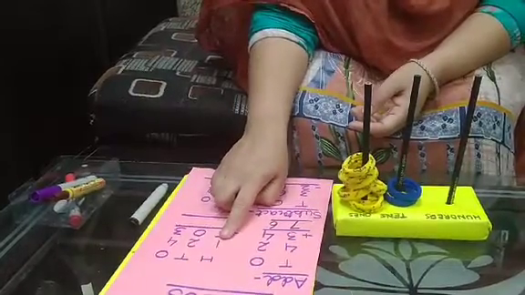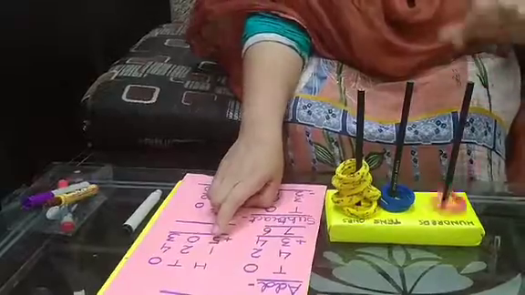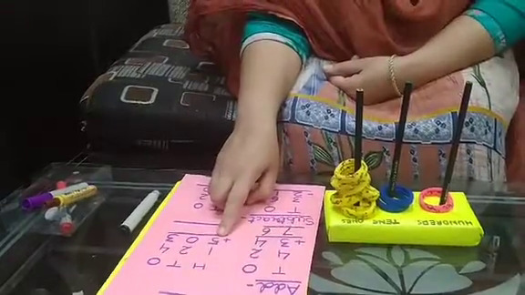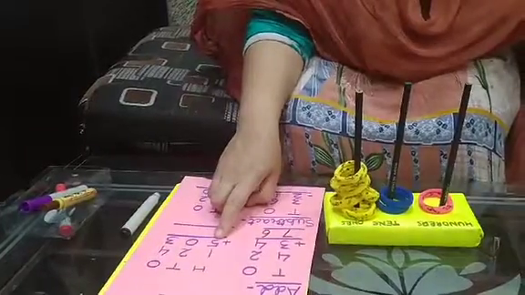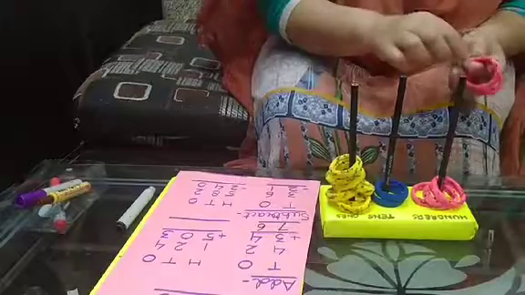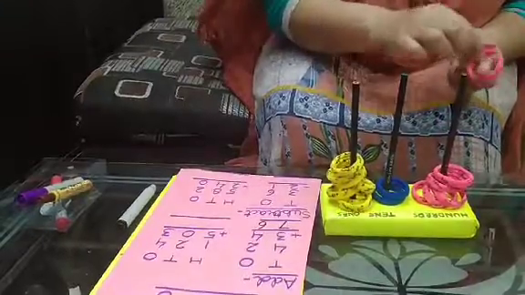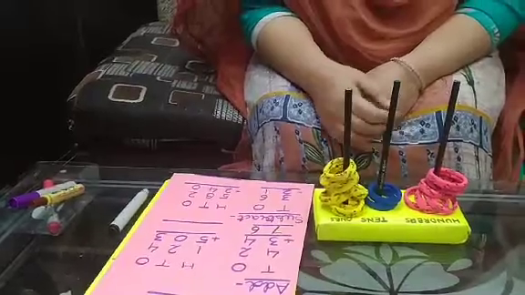Then I will move to the hundreds column. The first number is 1. I will add 1 band. The second row, the first digit is 5. So, I will add 5 more bands. 1, 2, 3, 4, 5. Now, we will count and write the answer. See how easy it is.